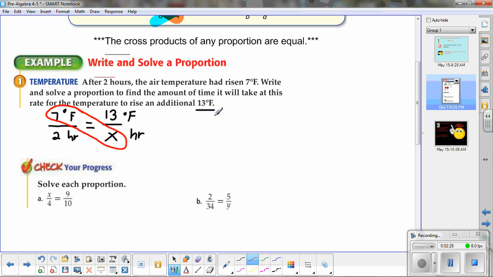So I'm going to go like this. 7 times x is 7x, and that's going to equal 2 times 13. 2 times 13 is 26. That gives us this equation of 7x equals 26. And then you're going to go ahead and divide both sides by 7. When you do that, you end up with x equaling about 3.7 hours.